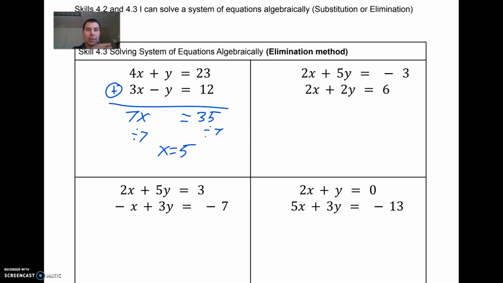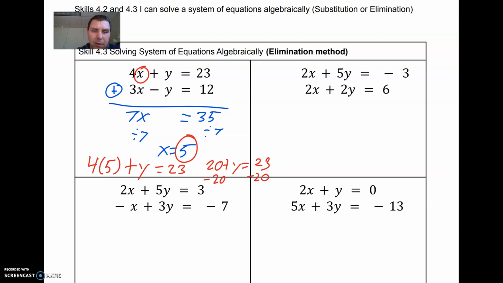So now that you have x equal to 5, we just need to plug it back into one of the equations. Doesn't matter which one, just one of them. So I'll plug it back into the top one. So that'd be 4 times 5. Again, I'm replacing it there. Plus y equal to 23. 4 times 5 is 20. Plus y equal to 23. I'll subtract 20, subtract 20. So now I know y is equal to 3. And there is my solution.